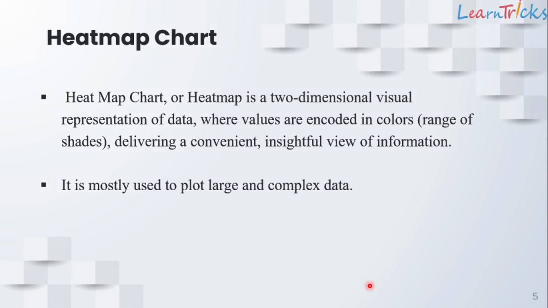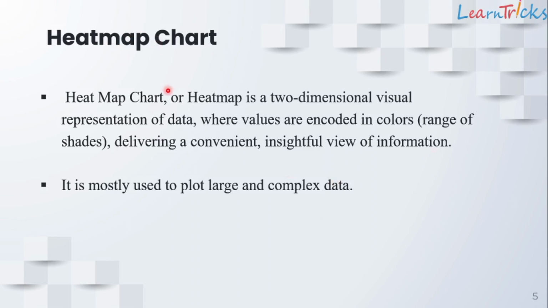Now the next type of chart is a heat map chart. Now a heat map chart, or generally just called a heat map, is a two-dimensional visual representation of data where values are encoded in colors or a range of shades, delivering a convenient, insightful view of information. And it is mostly used to plot large and complex data, right?